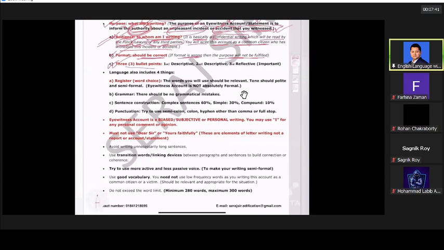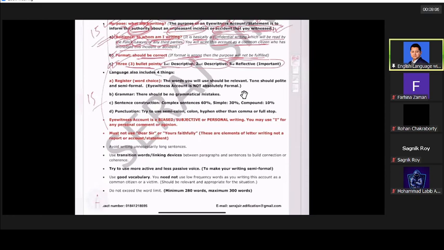Next, the 3 bullet points. You know that in a directed writing question, there are always 3 bullet points. The first bullet point will be descriptive, the second bullet point will be descriptive, and the third bullet point will be reflective. And the third bullet point is the most important. Now, here, we have already discussed the task fulfillment, which is 15 marks. Now let's talk about language, which is also 15 marks. And we should give them equal importance.